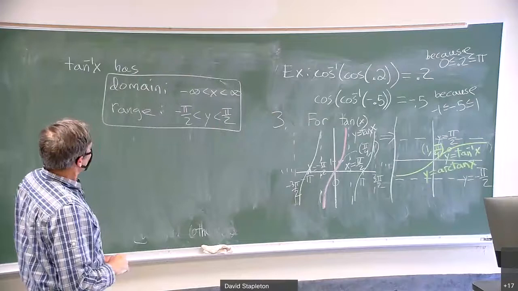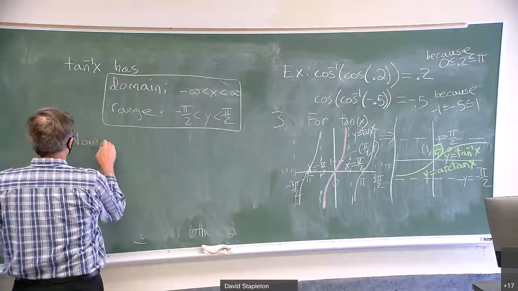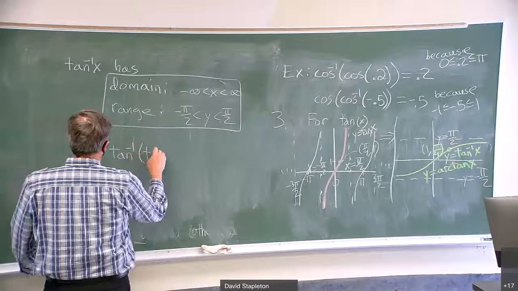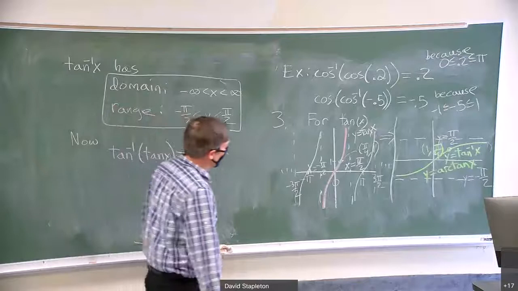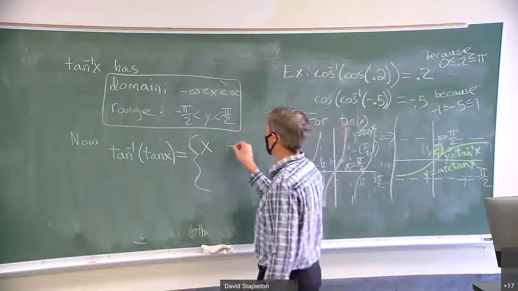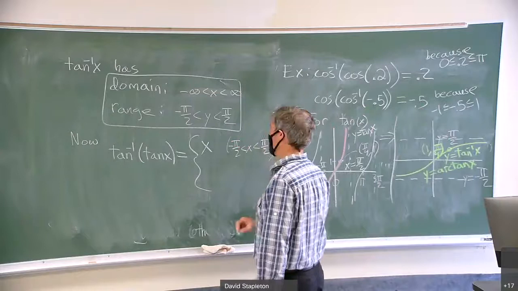Now, just like the inverse sine, inverse cosine, if I take the inverse tangent of the tangent, when do I get x back? When it came from this piece we flipped, right? Which is between minus pi over 2 and pi over 2. Right? And something else otherwise.